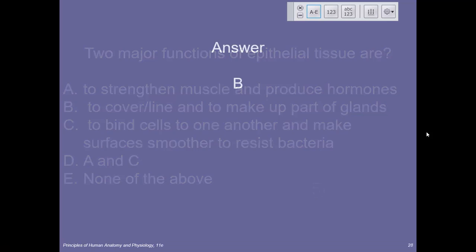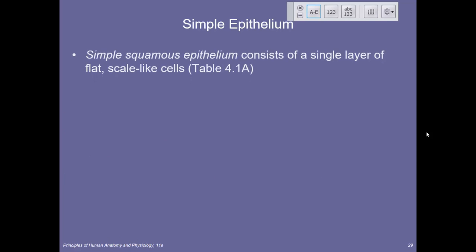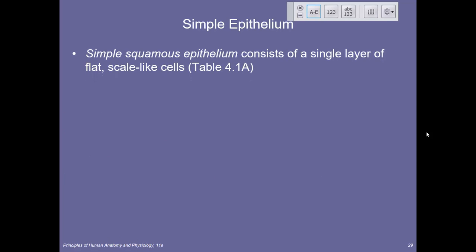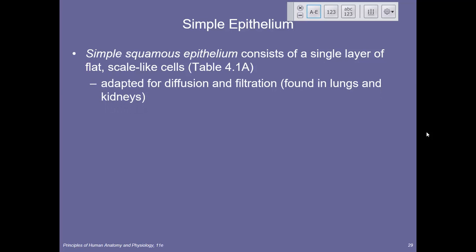All right. So B was the correct answer. All right. Simple squamous epithelium. This first, don't worry about this table stuff. It's from a different book, a different class. This is pretty much what we talked about, scale-like cells. Here's the new piece. The new piece is adapted for diffusion and filtration. Okay? That's important.